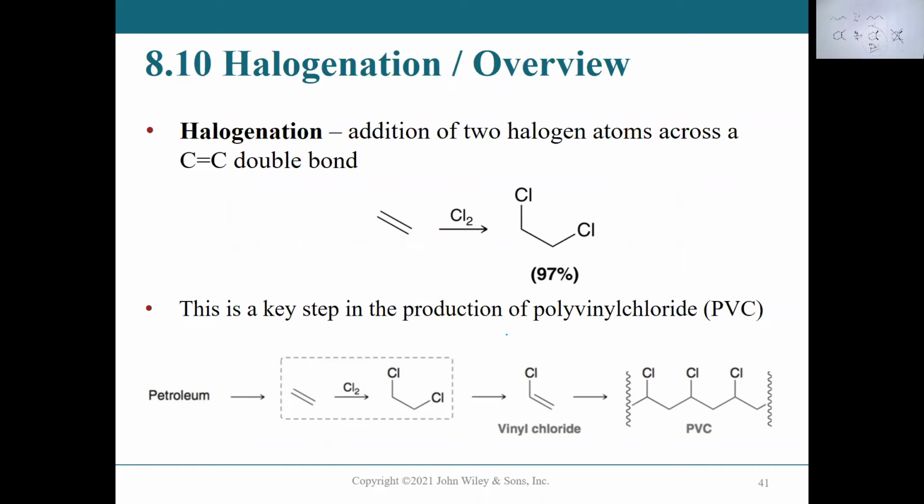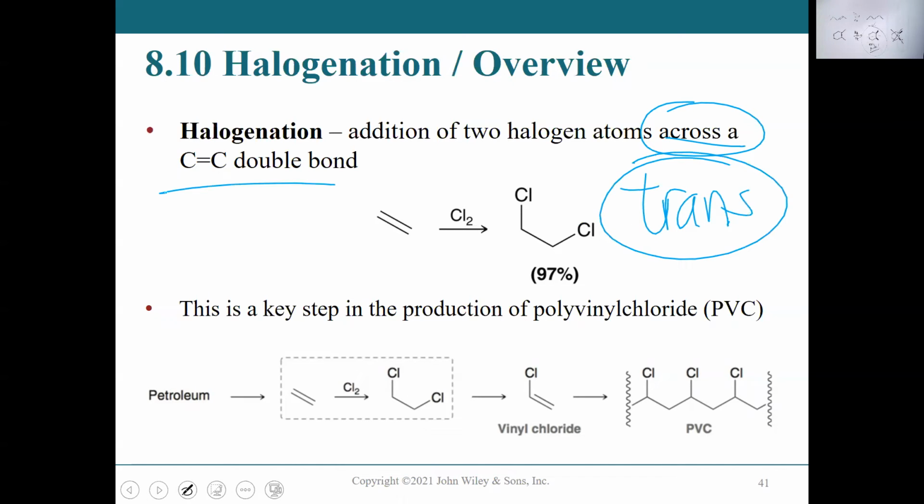Halogenation is an addition of two halogen atoms across the C=C. That is a key word: across. What does across mean? Across means that you will have a trans addition. Across a double bond, it's not on the same side. Even though here it shows on the same side, it's really not the same side. But you get this reaction in high efficiency, 97% yield.